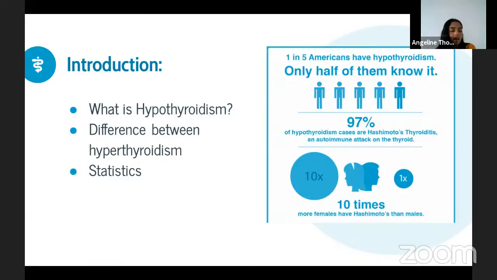Another thing is that 1 in 5 Americans have hypothyroidism. To be honest, I had rarely heard of hypothyroidism at all before I looked into the topic. I wanted to provide that statistic to show that it's a very under-recognized diagnosis, but it's still pretty common.